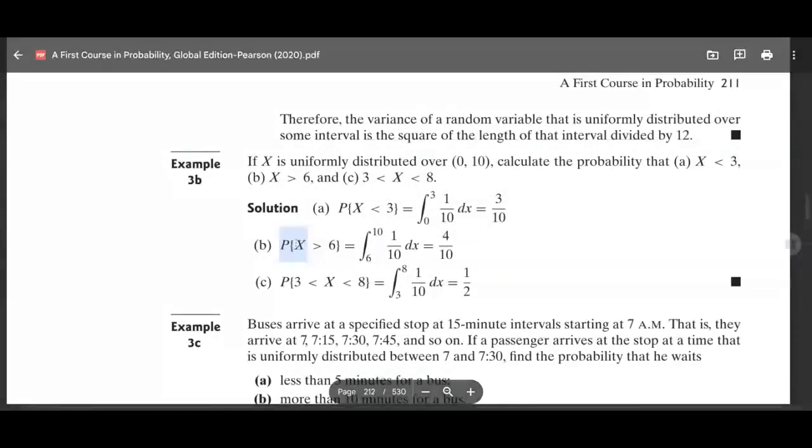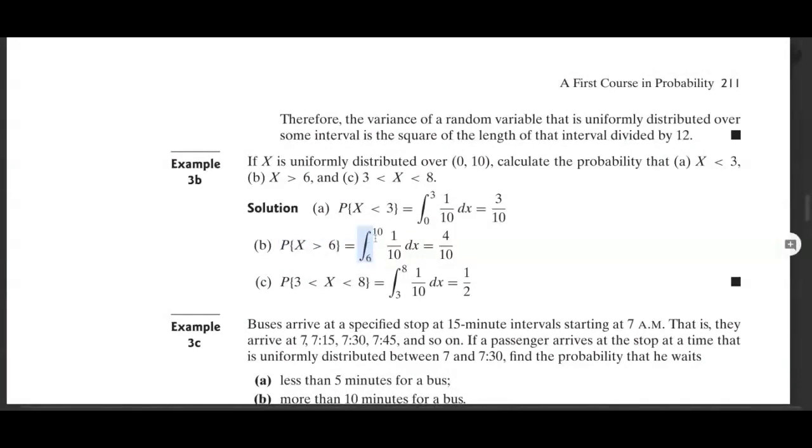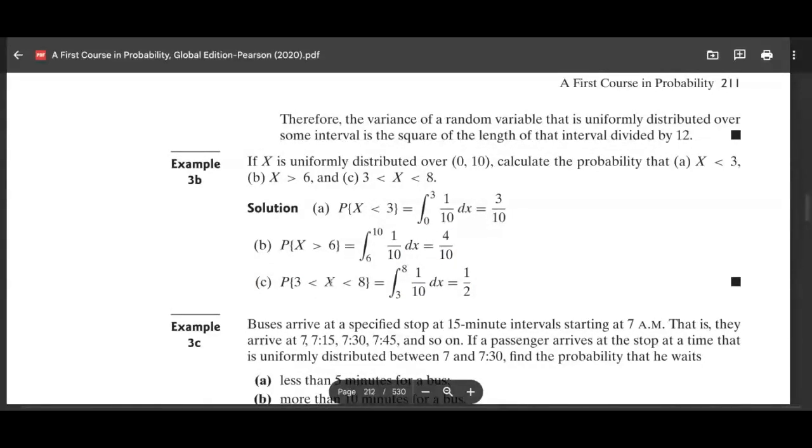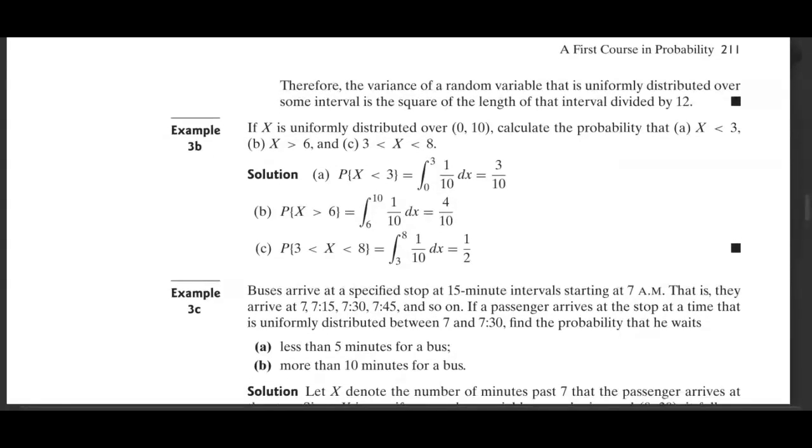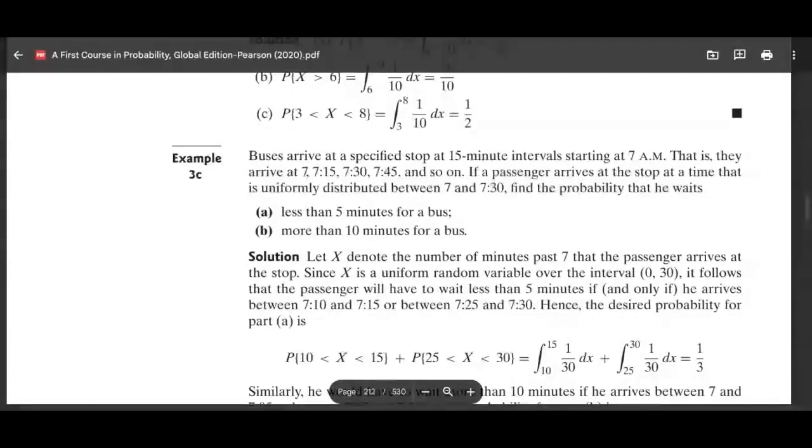For X greater than 6, go from 6 up to 10. That's 1/10 times 10 minus 6, which is 4 over 10. In between 3 and 8, this is 1 over 10 times 8 minus 3, which is 5 over 10, which is just half. If we draw a picture of a rectangle and find the area, from 0 to 3, that's 3/10. From 6 to 10, that's 4/10. From 3 to 8, that's half. So uniform distribution is easy to deal with.